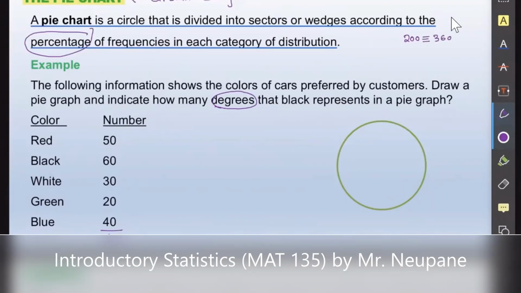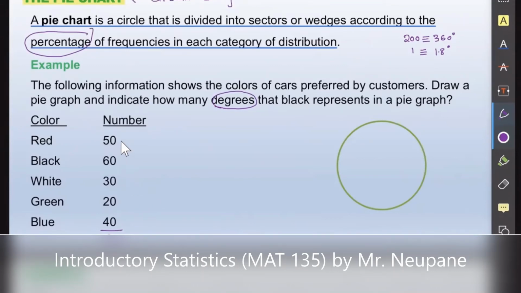Okay, so we have to find the degree for each of these values. 200 is the total, so that is 360 degrees. What is the value for each of them we have to find? So when I say 50, what will be the degree value for that? The easiest way is, if you want to find how much 1 is equivalent to, you divide 360 by 200. How much is 360 divided by 200 in your calculator? 1.8, right? Yes. So 1 is equivalent to 1.8 degrees.